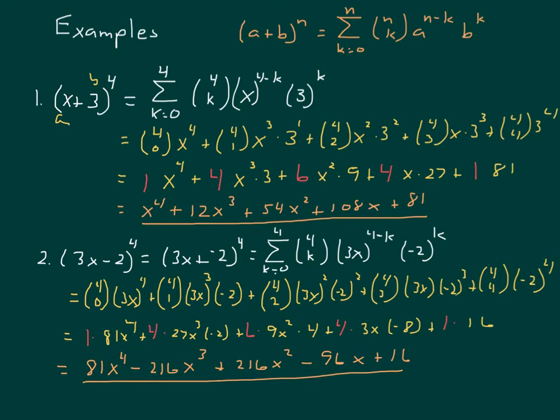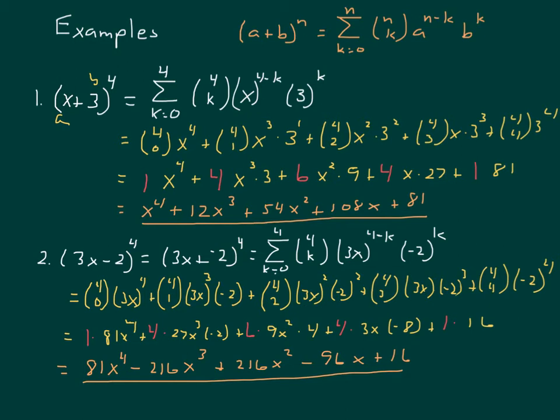And so when I simplify that, that will be 81x^4 minus, 4 times 27 times a negative 2, 216x^3, plus 6 times 9 times 4, which is plus 216x^2, minus 96x plus 16. So there would be the expansion that we would have for (3x-2)^4.